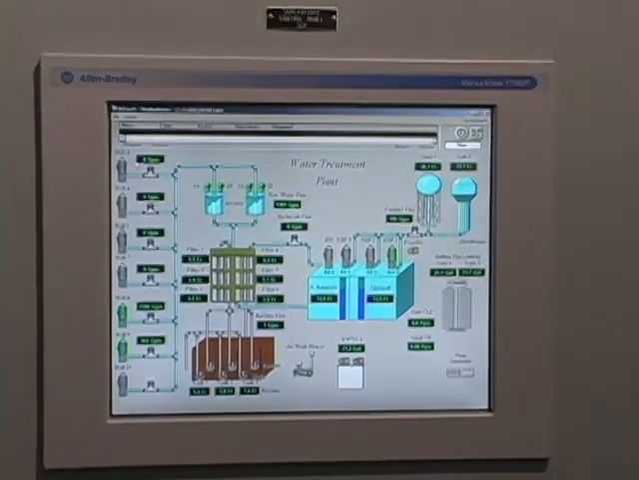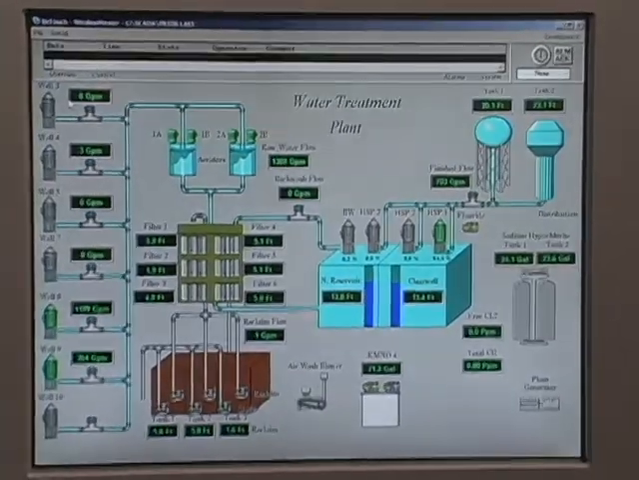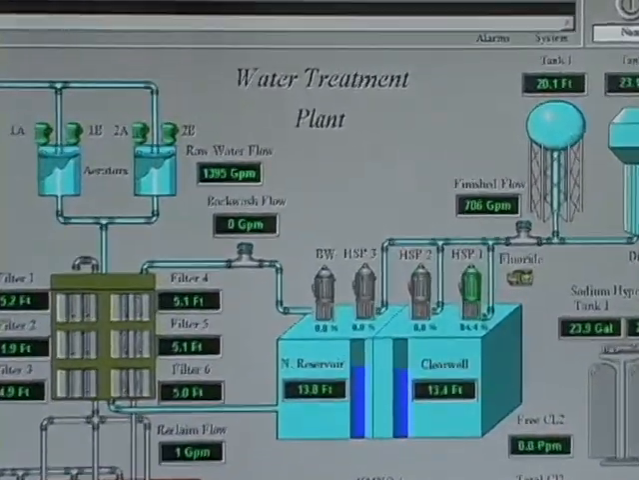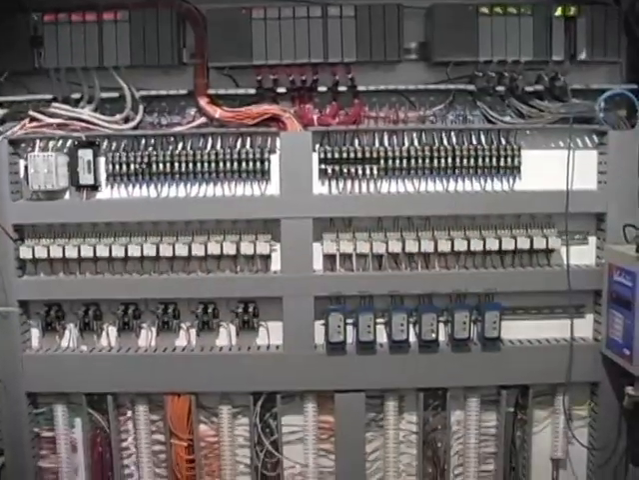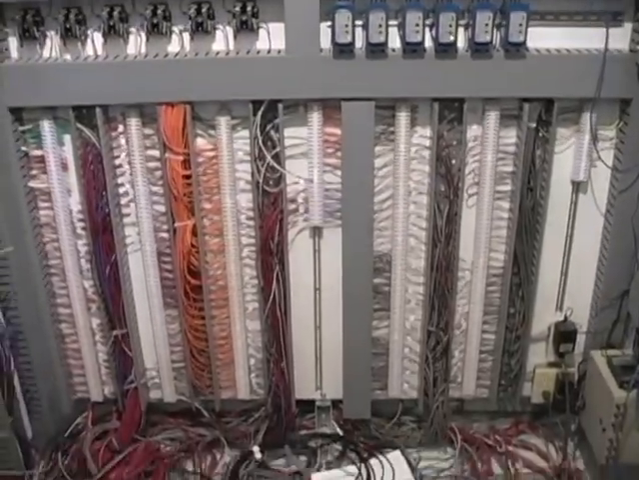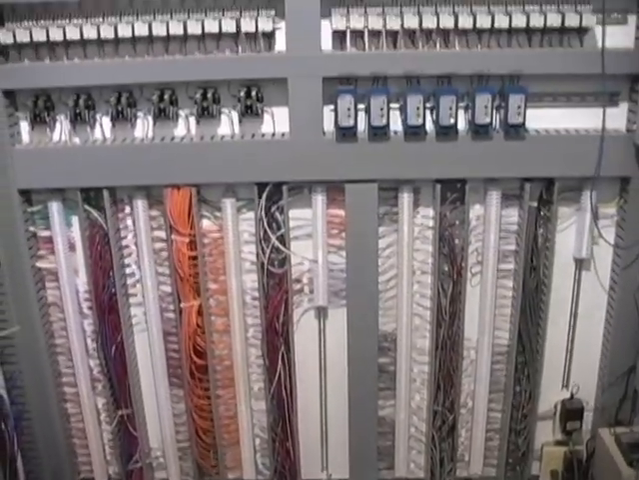The entire facility is operated on a computer system where pumps and valves can be turned on and off. And to do that, many feet of electrical cable have been run throughout the entire facility.